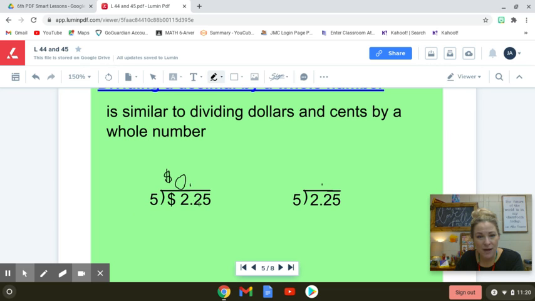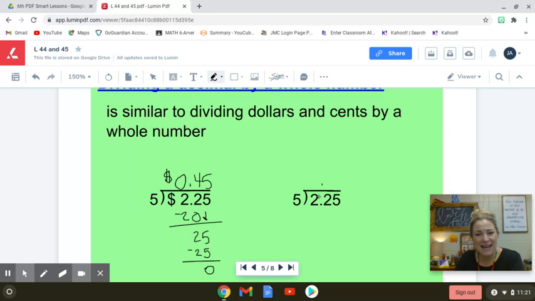Can 5 go into 22? Yes, it can go in there 4 times. 4 times 5 is 20. 22 minus 20 is 2. I'm going to bring down my 5 because I have a place left to hold here. Can 5 go into 25? Of course, 5 times. That is 25, and 0. My writing's getting really small. So in this case, we have 45 cents, right? Because we're talking about money, 45 cents.